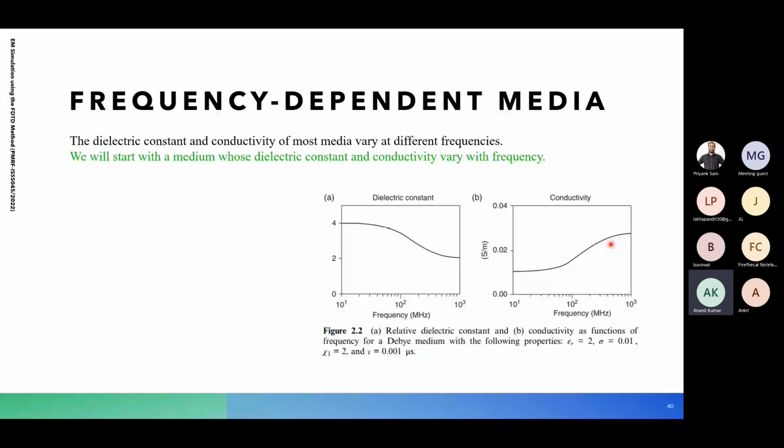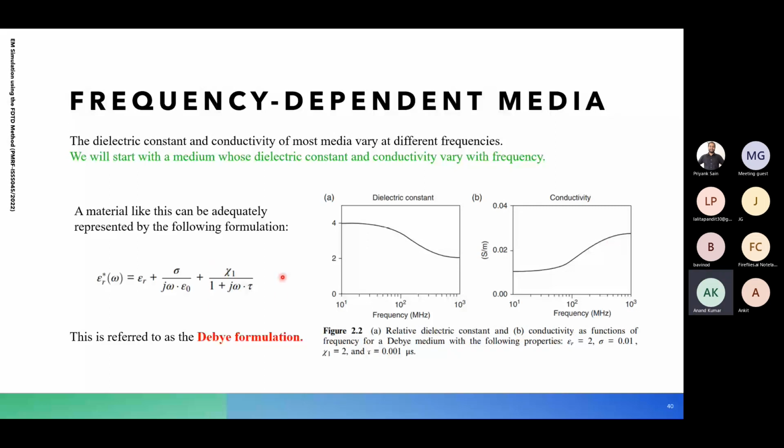permittivity varies with frequency, it can be expressed using what we call a Debye model or Debye formulation. Over there, we express the permittivity using this particular expression where sigma is the conductivity, and we have an additional term which is also a function of frequency. The tau is the relaxation time and chi1 is another.